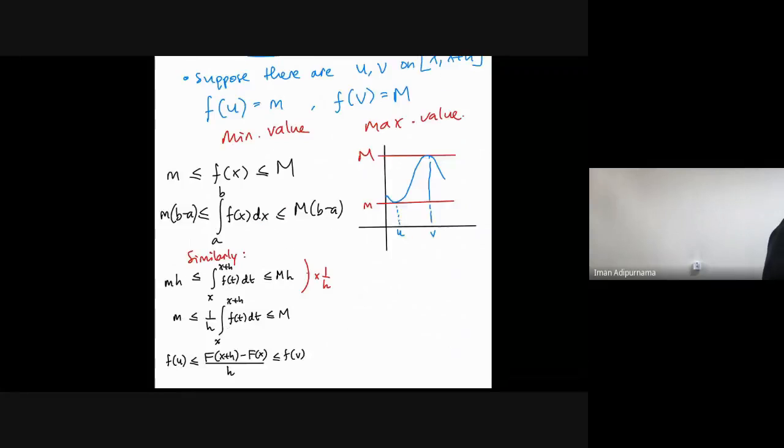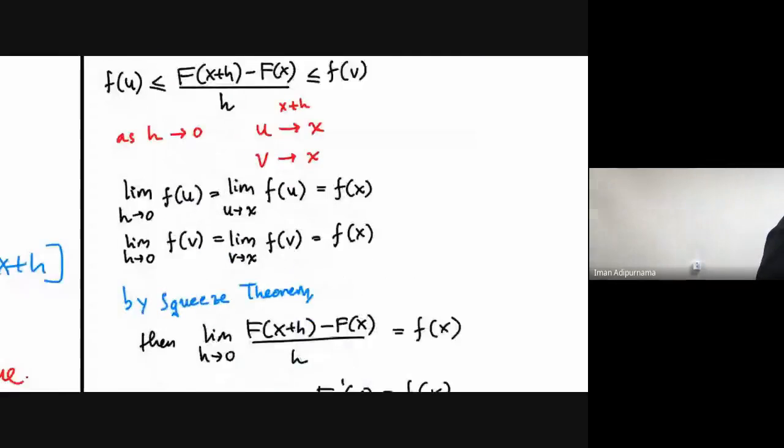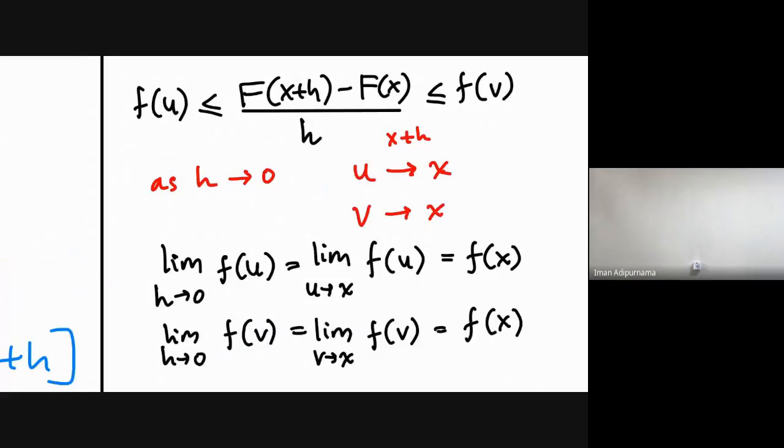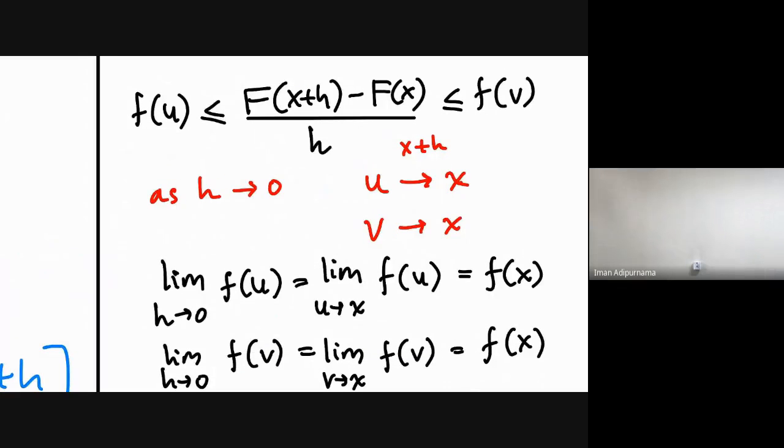And then what we are doing now, we are using the limit. As h approaches 0, because u and v are between x and x plus h, if h is becoming 0, then u will be closer to x, and v will also be closer to x.